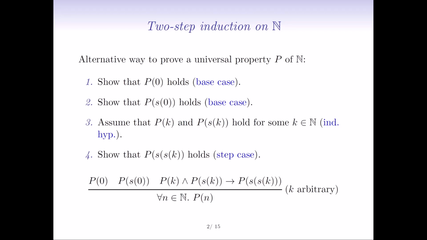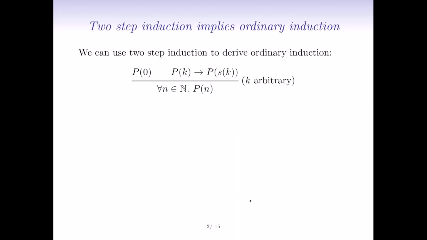It holds of 0 and 1 by the base cases, and then by applying the step case here, we know that it holds for 2, and then since it holds for 1 and 2, it must hold for 3, and so on and so forth. Now, as a matter of fact, we can show that if we have two-step induction, then we can derive, or we can show the correctness of the ordinary induction principle.